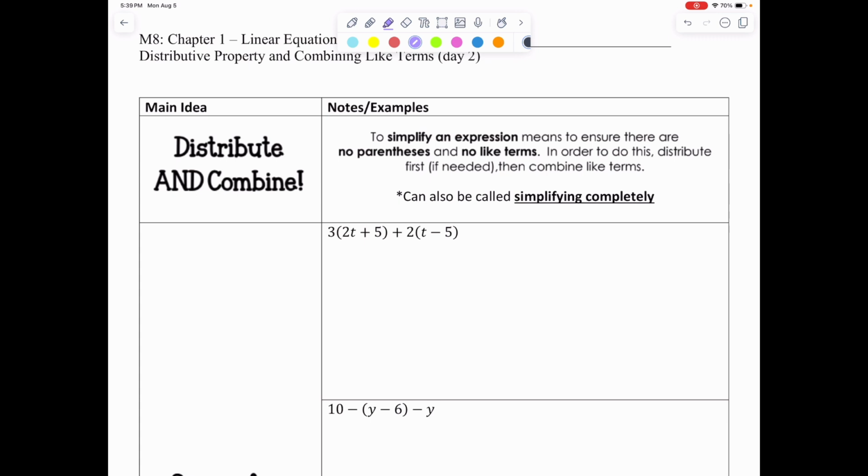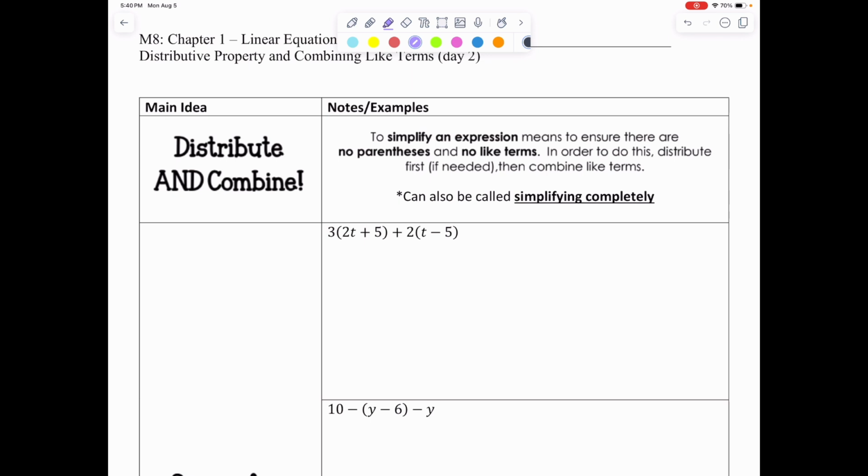Today, we want to put those two things together. There are going to be expressions that need to be simplified that have parentheses, so that means distributive property is going to have to be used, and there will be like terms that can be combined. So we want to make sure we understand the proper procedure, what comes first, what comes second, and I'll show you a few examples and how these questions might look.